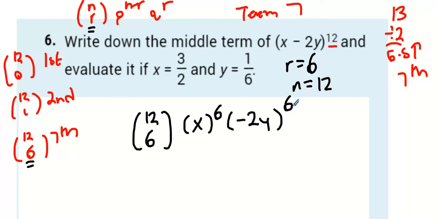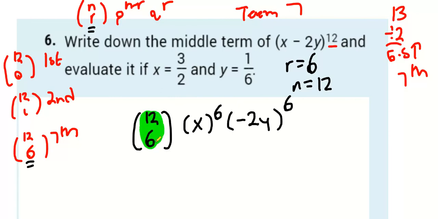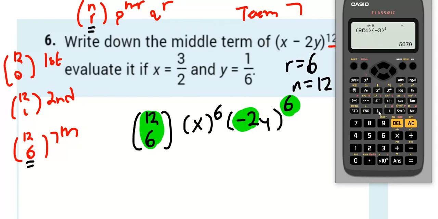Okay. Now, we'll write down the middle term first, all right? So here, once again, this is what's gone into my calculator. Why am I going to ignore x to the power 6? It's just 1 x to the power 6. Going to ignore it. But what about this part here? That's all I'm putting into my calculator. The parts I've highlighted in green are the only parts that are going into my calculator. Use your brackets. 12C6, and then minus 2 to the power 6. And you get 59,136.